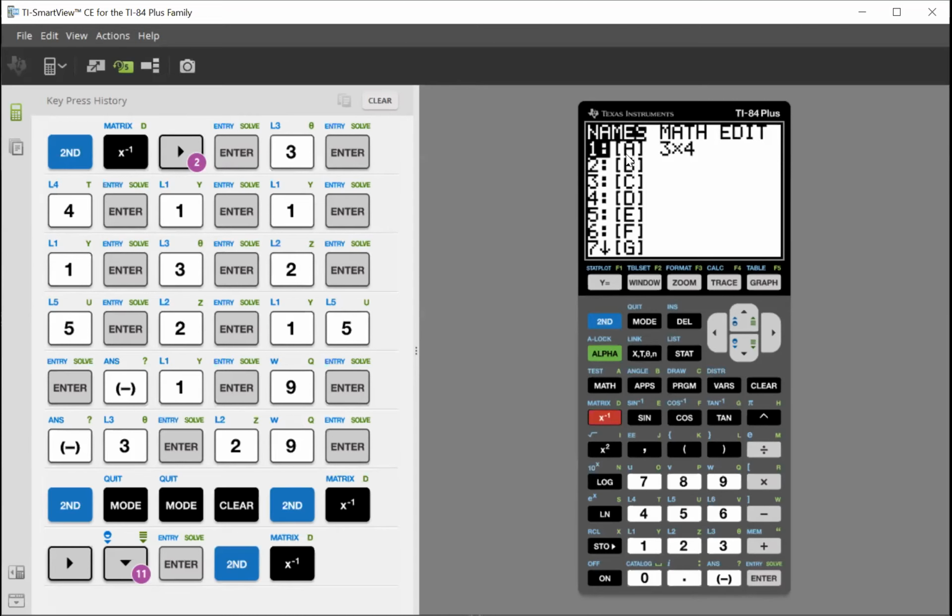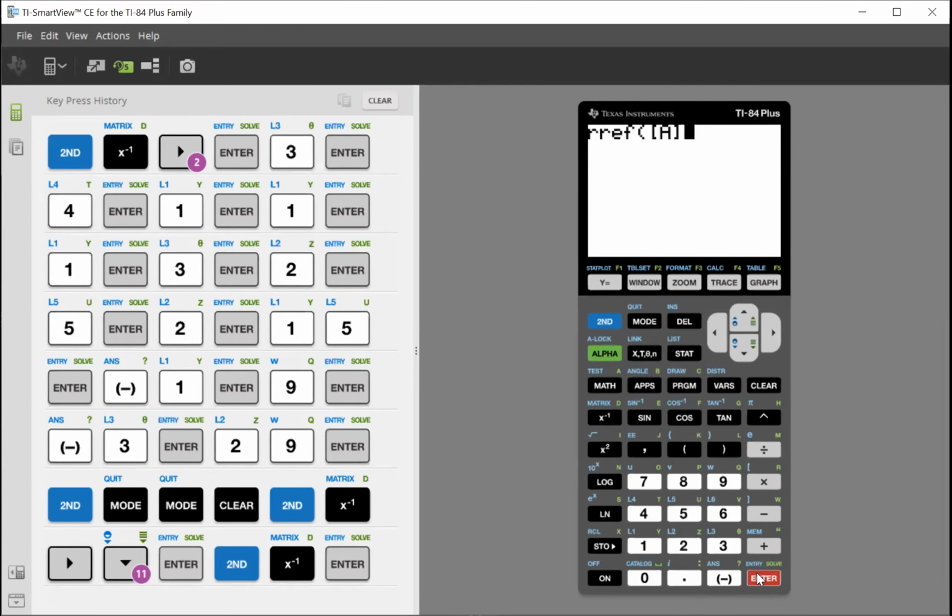So for me, I used one a while ago. See, it's saying I got a 3 by 4 matrix in A. Since A is highlighted on the 1, I'm just going to hit enter. And now on my screen, it's telling me that it's going to reduce the matrix A that I just made. I hit enter.